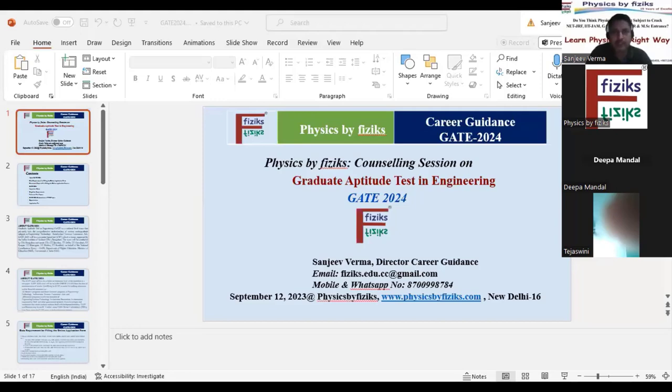Another student is asking whether there will be general aptitude classes too. Yes, classes will be there for general aptitude.